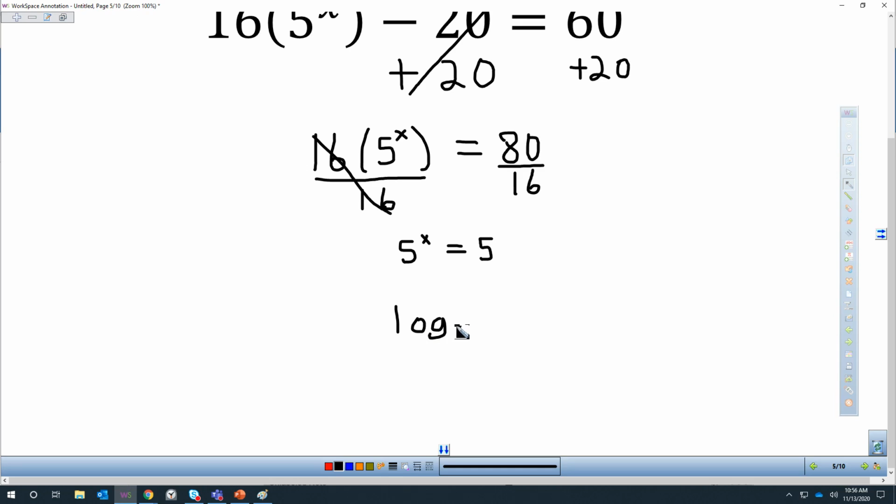Log base 5 of 5 is equal to x. Now log base 5 of 5 is equal to 1, because how many times do you multiply by 5 to get 5? You do it one time, or 5 to the first power is 5. So x is going to equal 1.